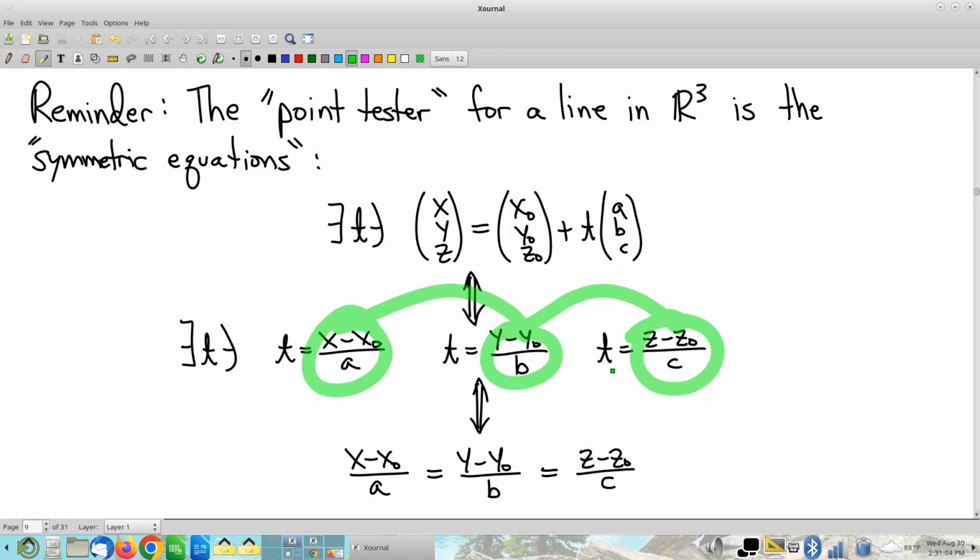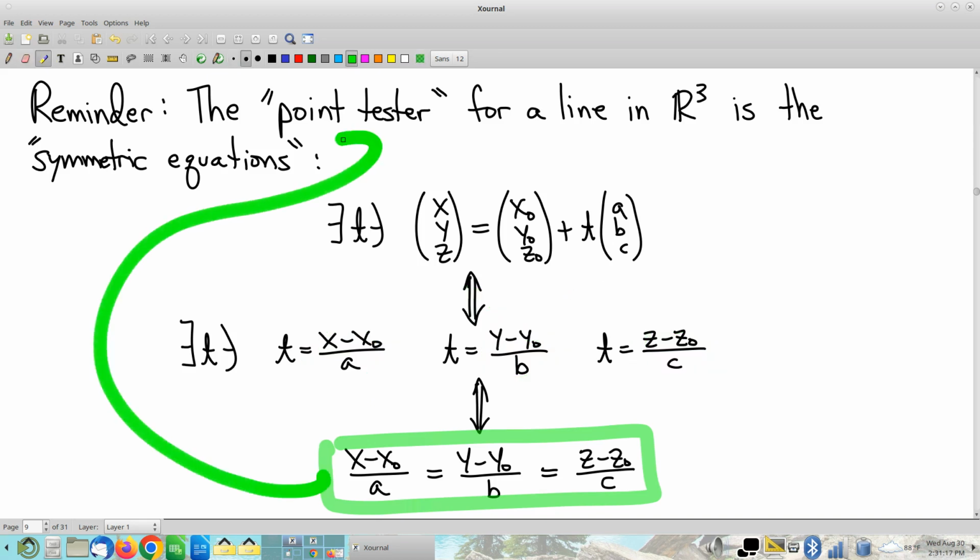So, okay, the answer is yes. There is such a t if and only if these three things are all equal to each other. And this is our point tester. This is something you can just plug in. You take whatever the x, y, z is that you're interested in, you plug in the x, y, z, you compute these three things. If they're all the same, that's on your line. If any one of them is different from any of the others, then no, nonsense. It just doesn't work.